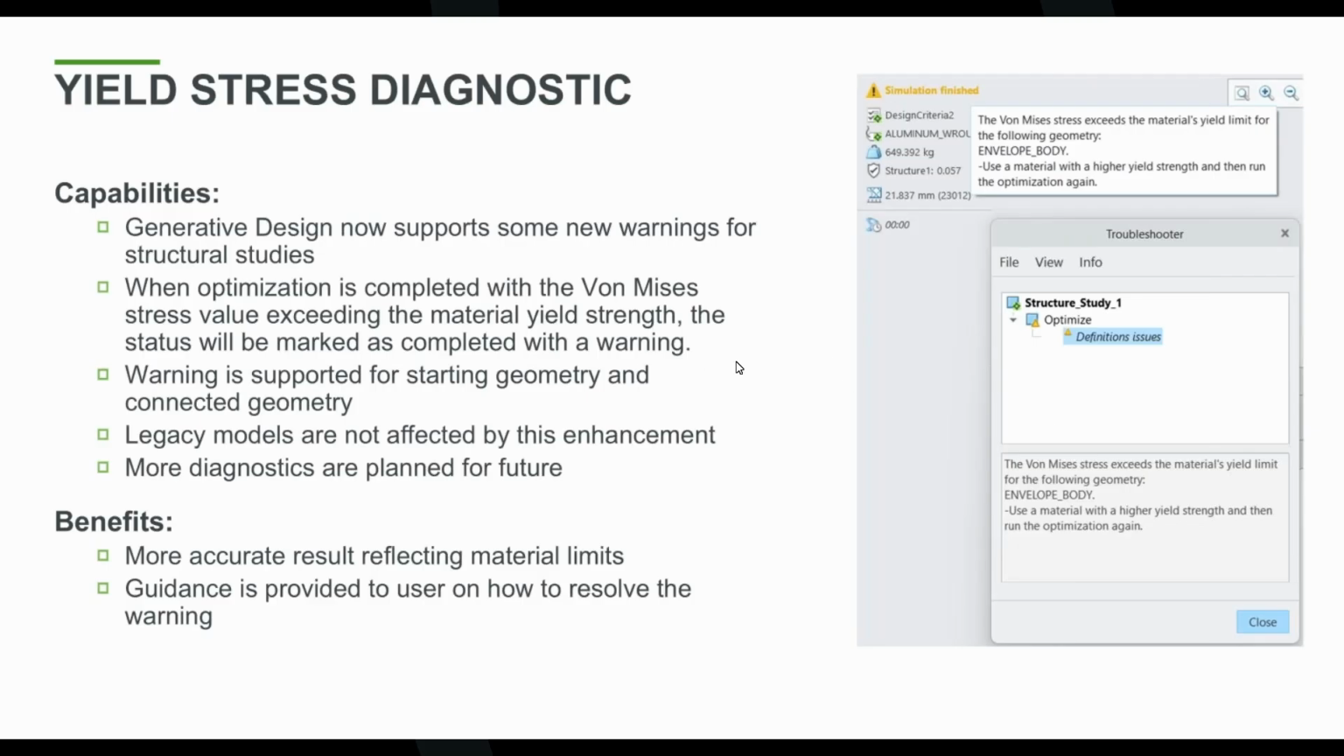All right, yield stress diagnostics. I'm just going to say quickly, when you create your design and you've chosen your material, it's got a specific yield stress. When it solves, if it exceeds that yield stress, it'll come back and tell you that the stress has been exceeded, and it'll then give you the choice: you either need to choose a different material or change your design slightly. It'll give you this error message once it exceeds the yield stress. Really nice enhancement there as well.